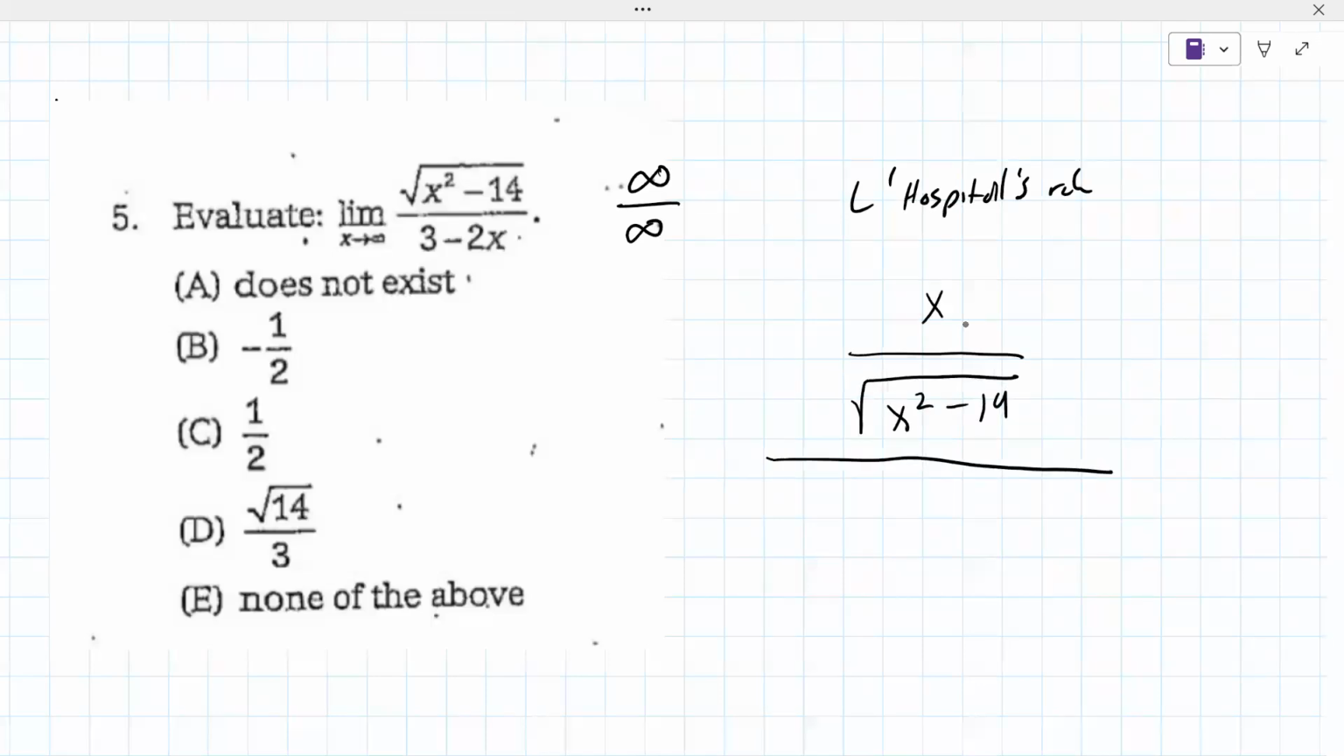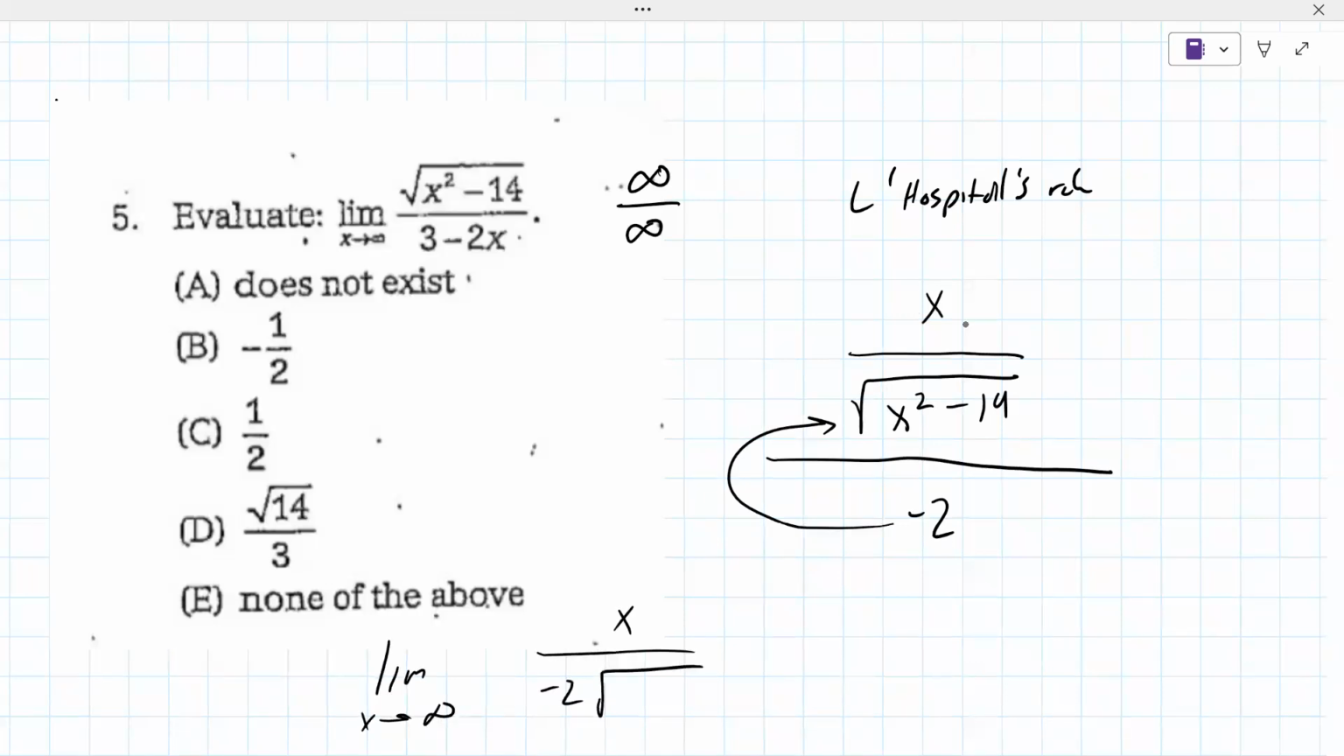And what's the derivative of this next thing? What's the derivative of 3 minus 2x? And then the bottom is just -2. Right, so you can put that back here. You still take the limit as x goes to infinity. So you got x over -2 square root x squared minus 14. We kind of got the same issue here, though. They both go to infinity again.